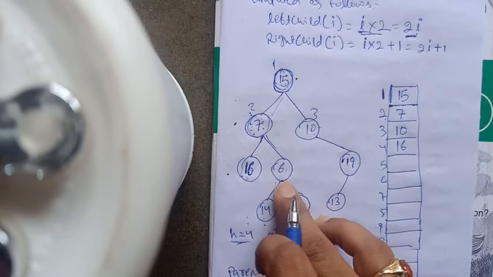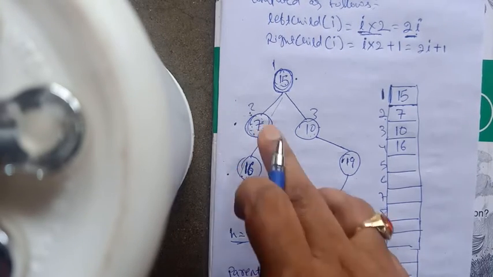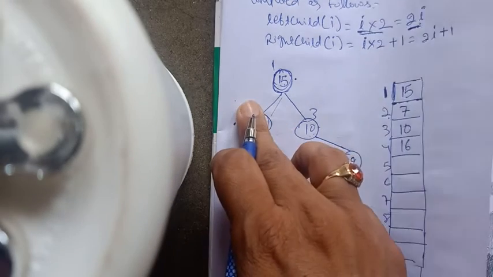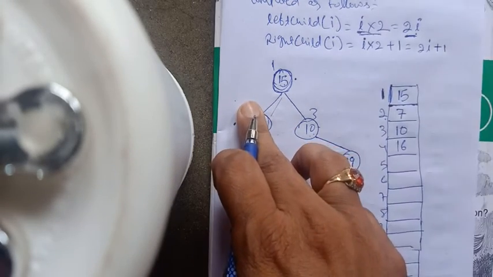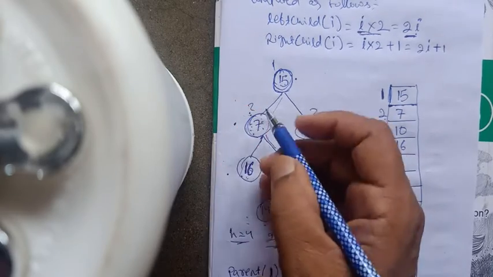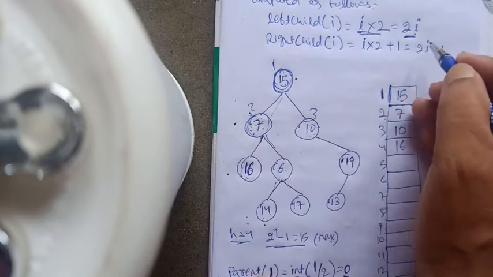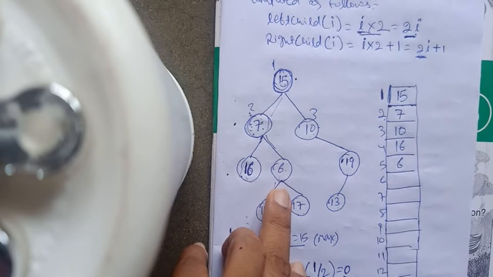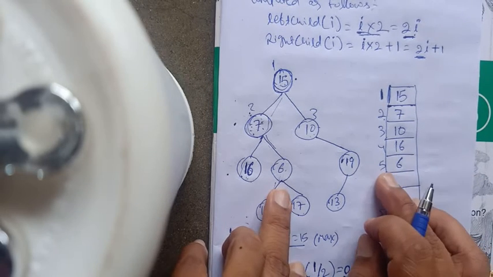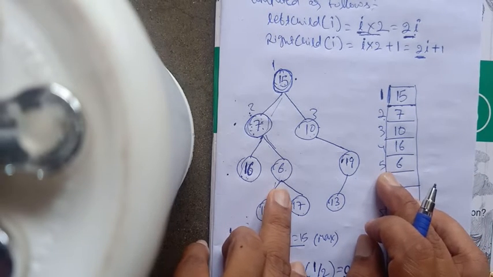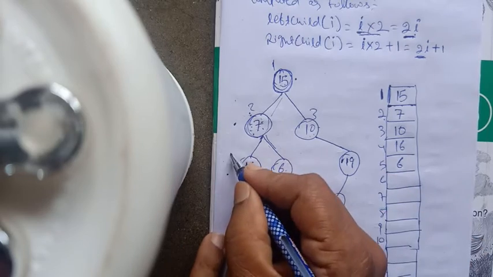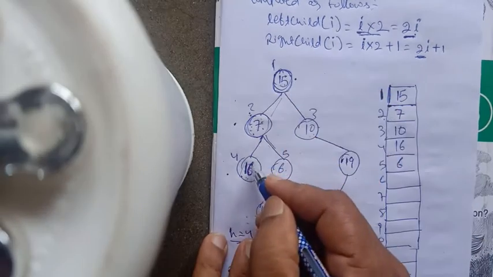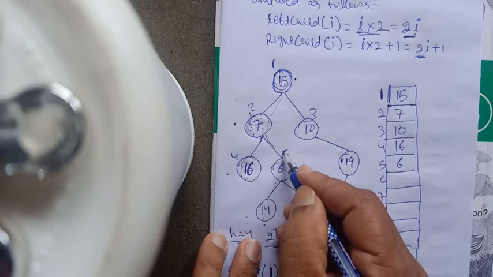And what is the index of 6, which is the right child of 7? The index of 7 is 2. So the right child should be 2i plus 1, where i is the index of 7. So 2 into 2 plus 1. 6 will be stored in 5. Is that clear, guys? Now this one is 4. These are indexes. The number that I write just above the node is its index within the array.